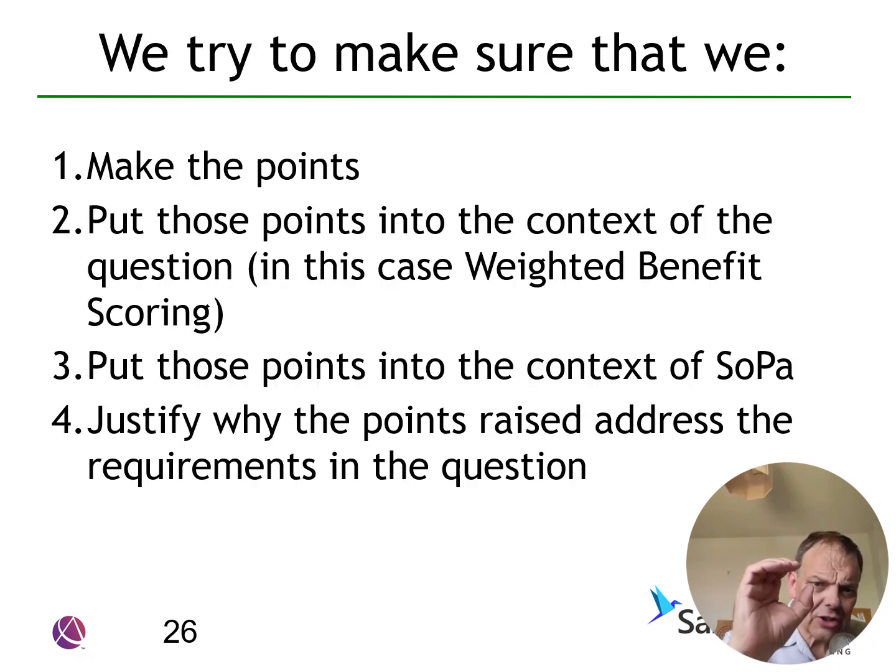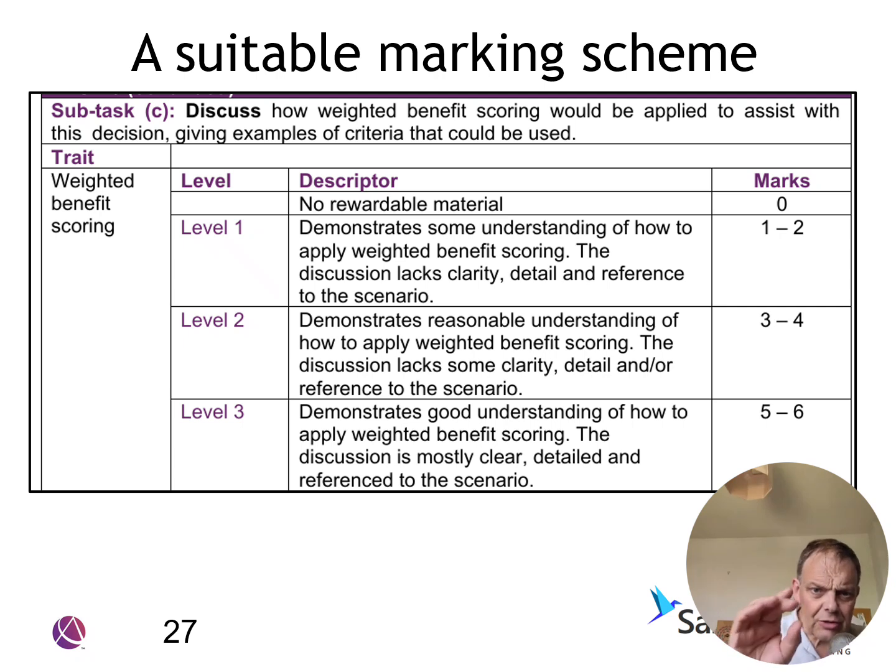We try to make sure that we are making a point. We're putting that point into the context of the question, in this case, weighted benefit scoring. We're trying to put the point into the context of the company, SOPAR, and we're trying to justify why that point raised addresses the requirements of the question. A suitable marking scheme here, and if I look at level 3, would demonstrate good understanding of how to apply weighted benefit scoring, and the discussion is mostly clear, detailed, and referenced to the scenario.